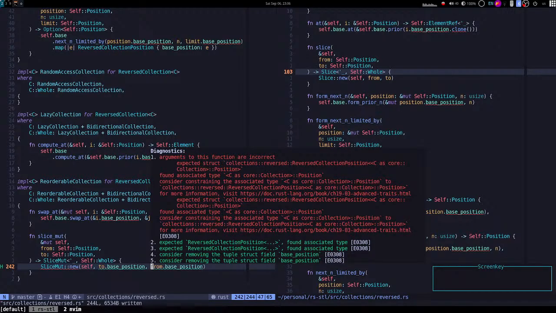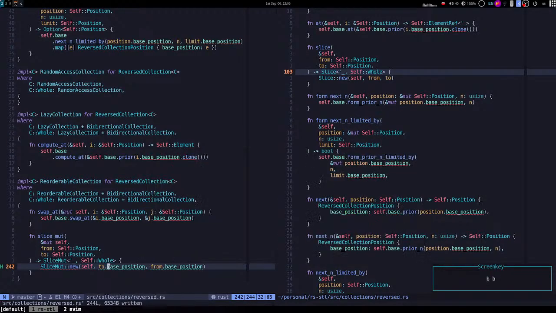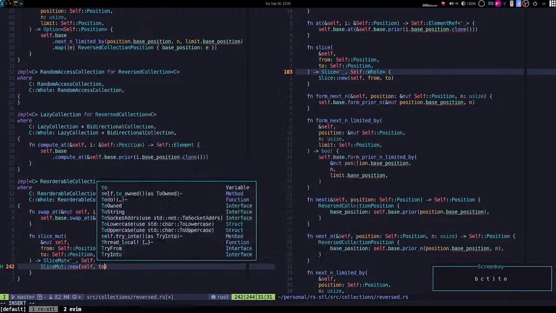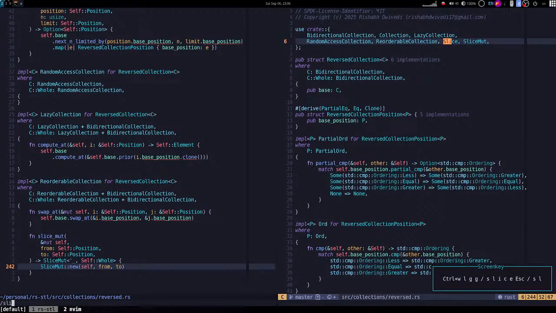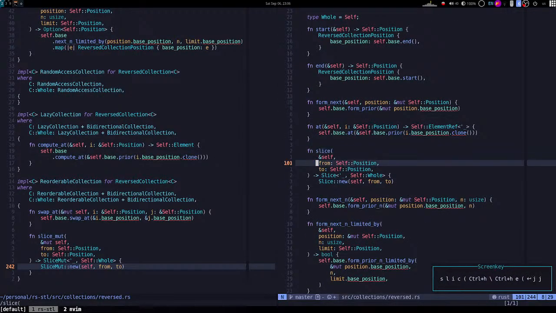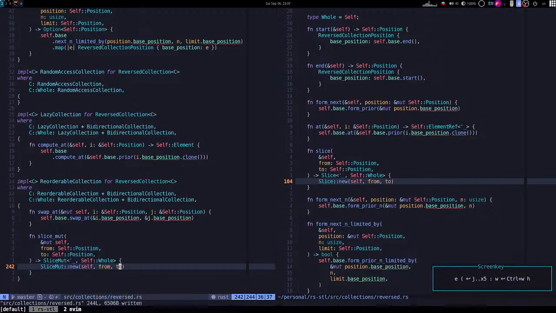Arguments to this function are incorrect. Okay, so it should be simply self from 2, nothing more, and that's it. I don't know, there should be some slice function, right? How is it even possible that the slice function is not there? Slice self from 2. That's it. Okay, so now we do have a reorderable collection.